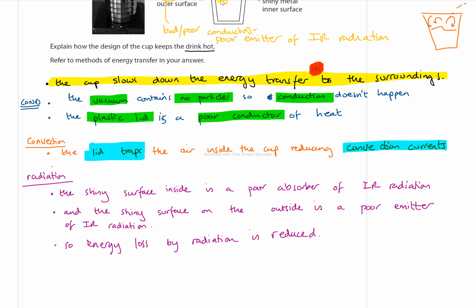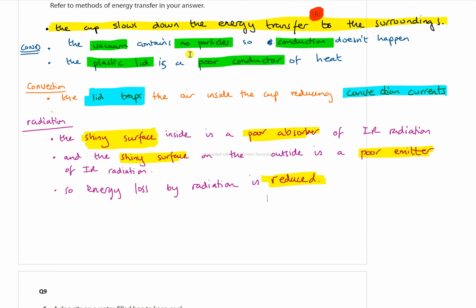And then finally what they've done is the shiny surface or the white surface or the silver surface, okay, all three, just remember that, are poor absorbers of infrared radiation on the inside, and the shiny surface on the outside is a poor emitter. So the inside is not absorbing it, the outside is not emitting it. So the energy lost by radiation is minimized or reduced. Right, done.